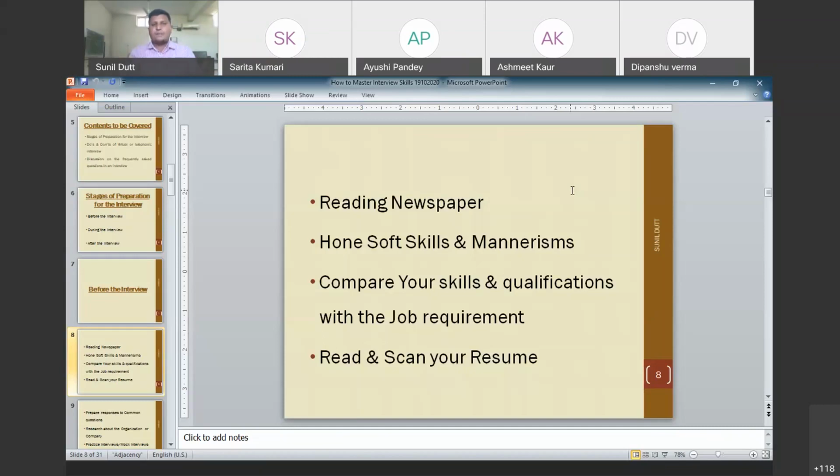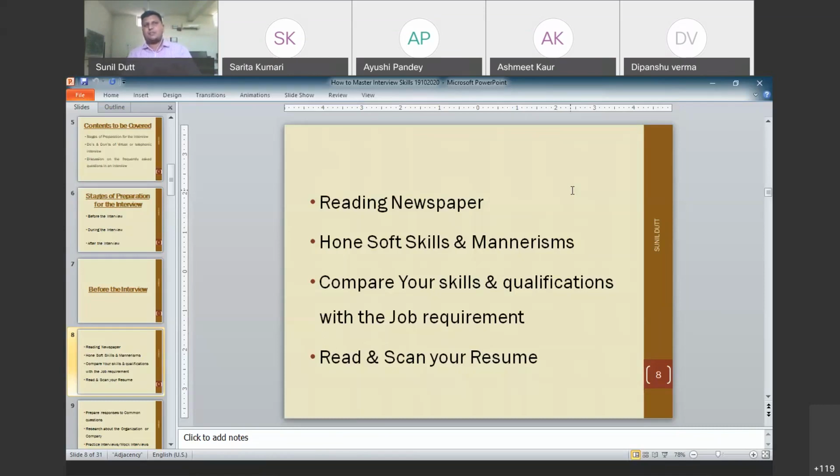Then hone soft skills. Soft skills are your whole being: how you portray yourself, how you speak, how you react, how you act, how you utter a particular word, how you involve yourself in a situation. So these days it is said IQ may not be that important. What is important is EQ, how you handle the emotional situations, how you handle the stressful situations in your life.